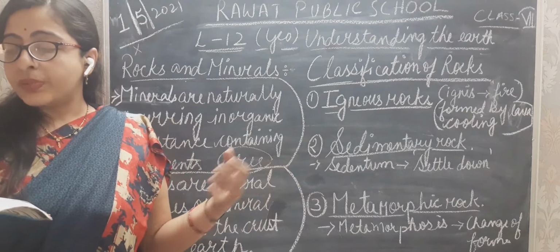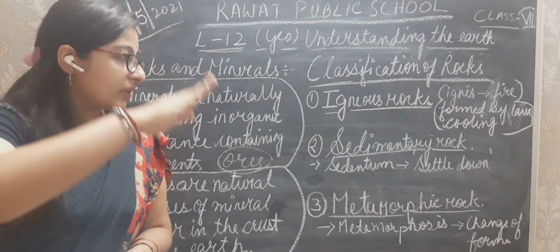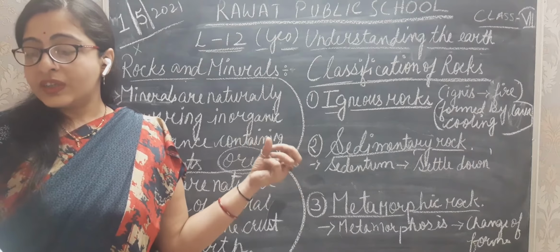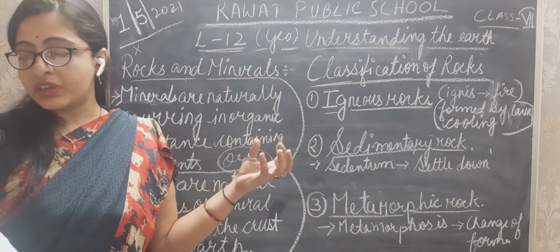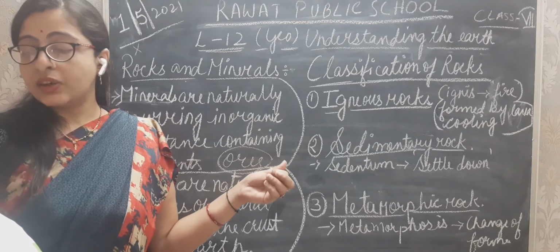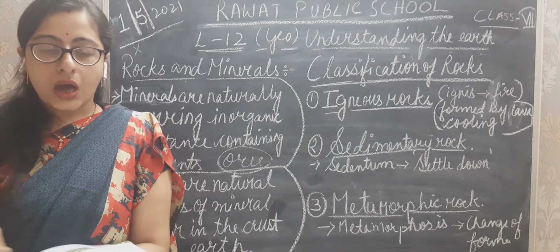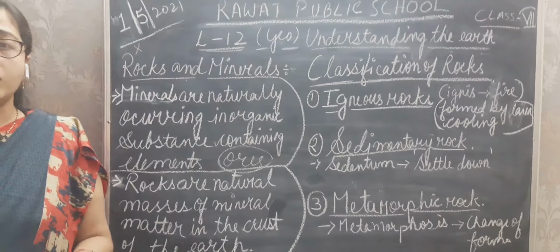They are then compressed and hardened. With the help of cementing materials, such as lime, they are compressed and hardened to form mechanical, organic and chemical sedimentary rocks. Okay, now let's proceed to the metamorphic rock.